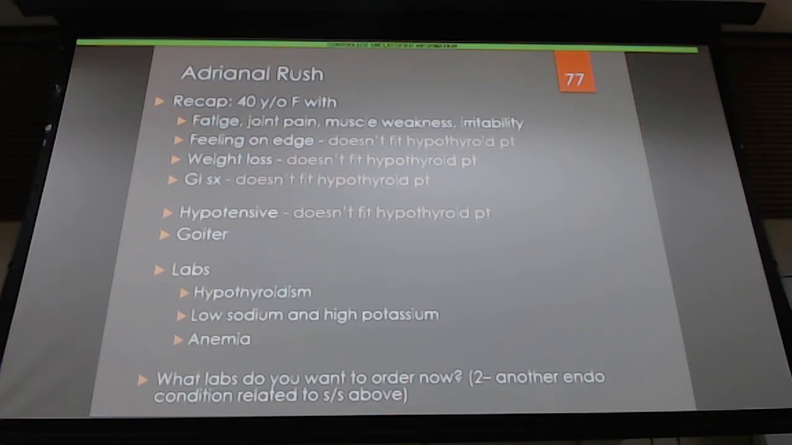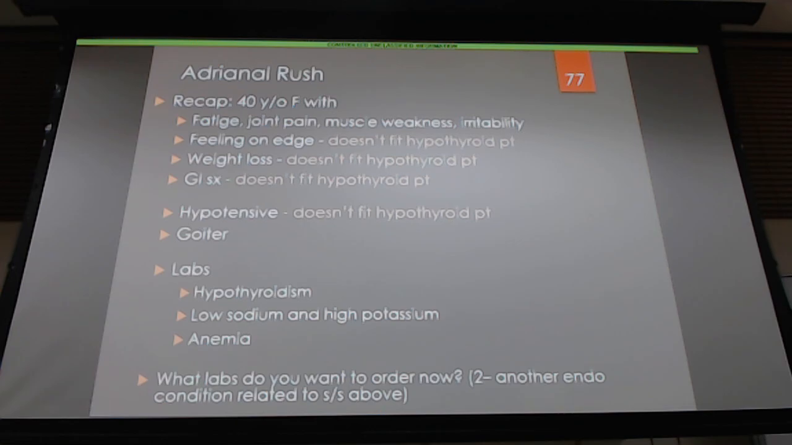So, adrenal rush recap. She's a 40-year-old. She's got fatigue, joint pain, muscle weakness, and she's irritable. Yeah, I guess I'd be irritable too, right? Dealing with all that. She's feeling on edge. That doesn't fit hypo, right? Her labs indicated hypothyroidism. Weight loss doesn't fit hypo.